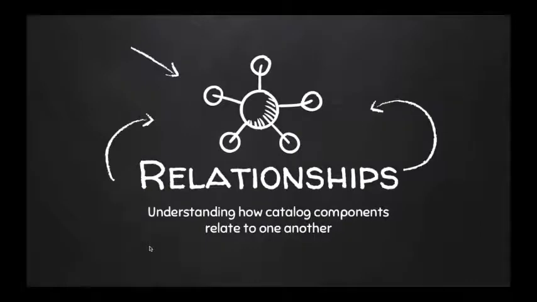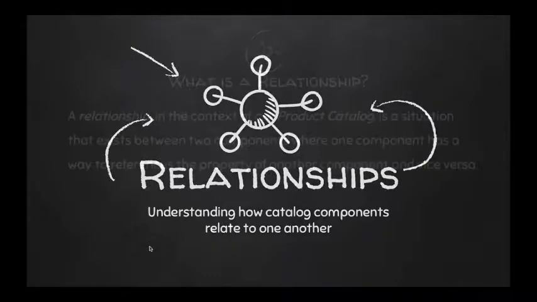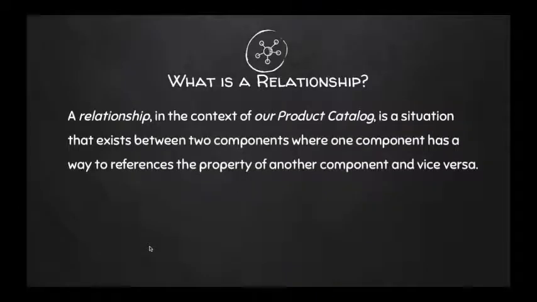Next, let's talk about relationships. So again, we're talking at a high level, so I'm not going to get too deep into the technology. Right now, we're just going to look at understanding how the catalog components relate to one another. So I've modified the definition of what is a relationship. Typically, we would want to talk about the product catalog and its technology. I'm pulling the technology piece out at the moment, and we're just going to talk about the relationship as it applies to the product catalog.